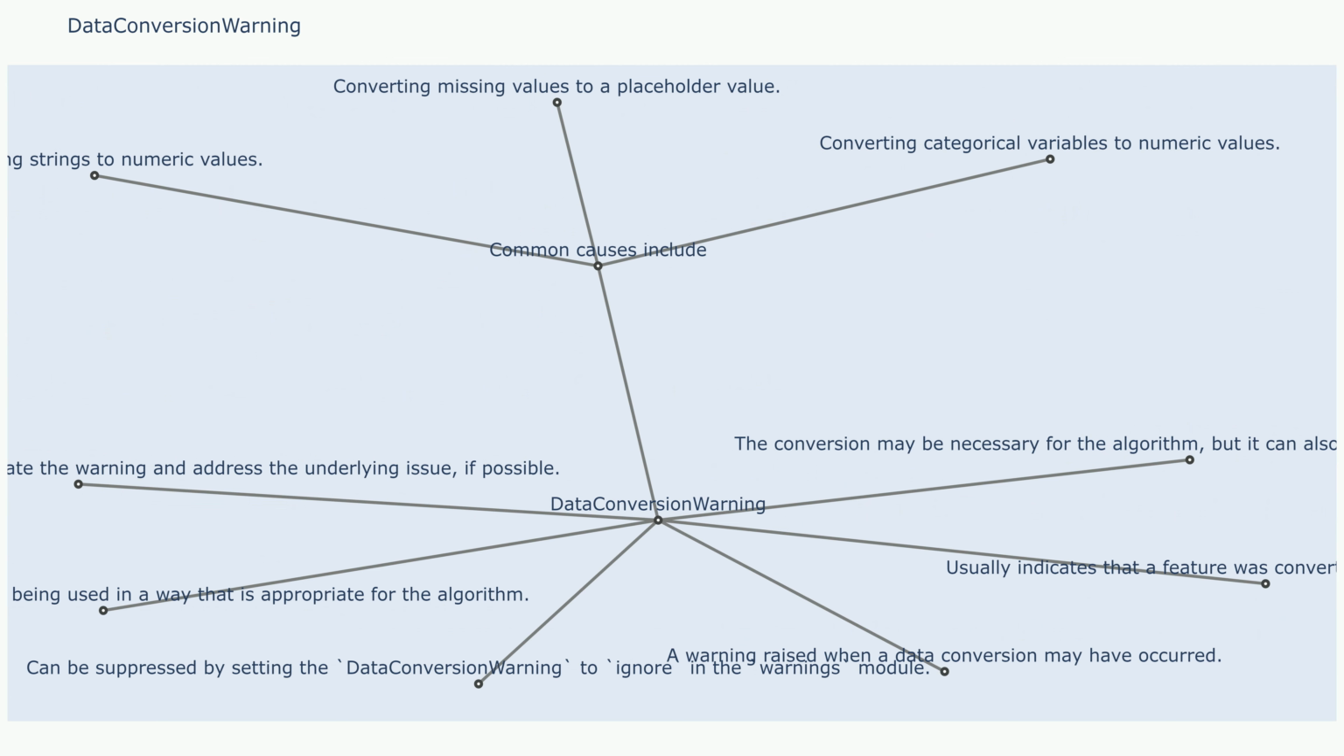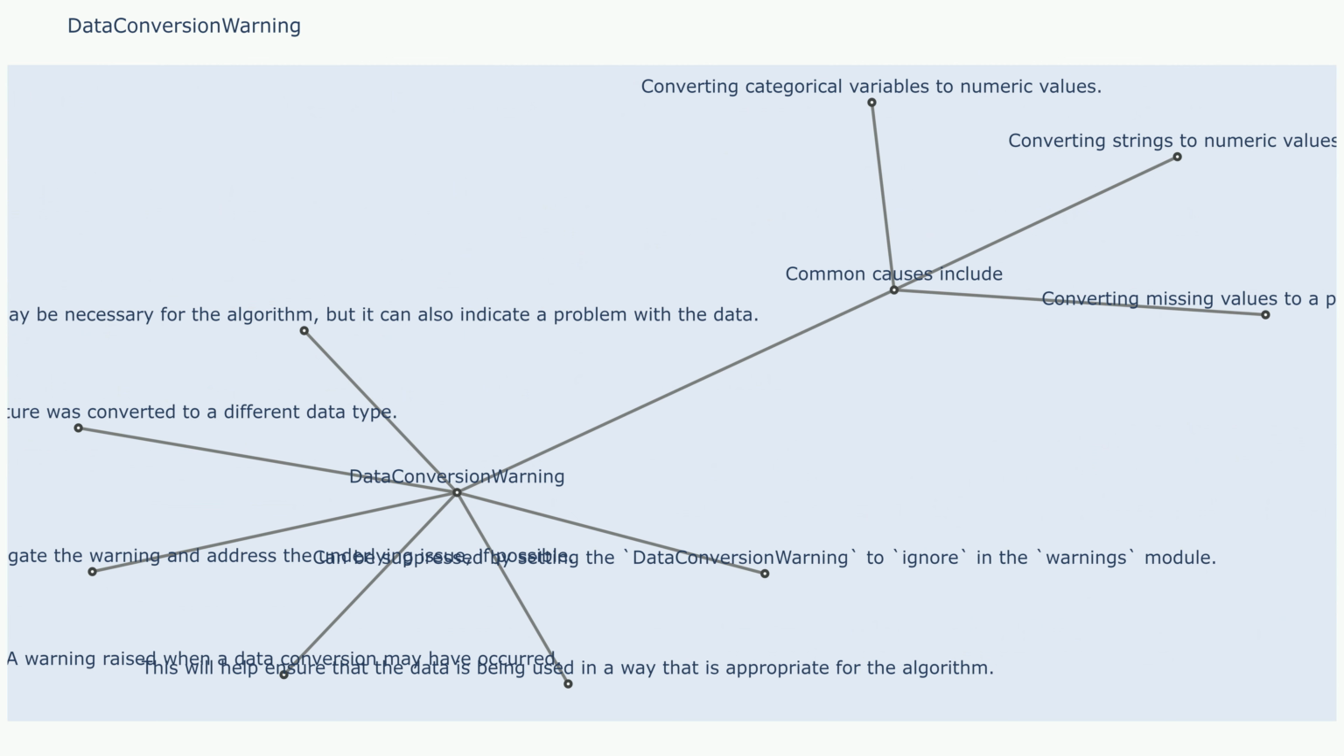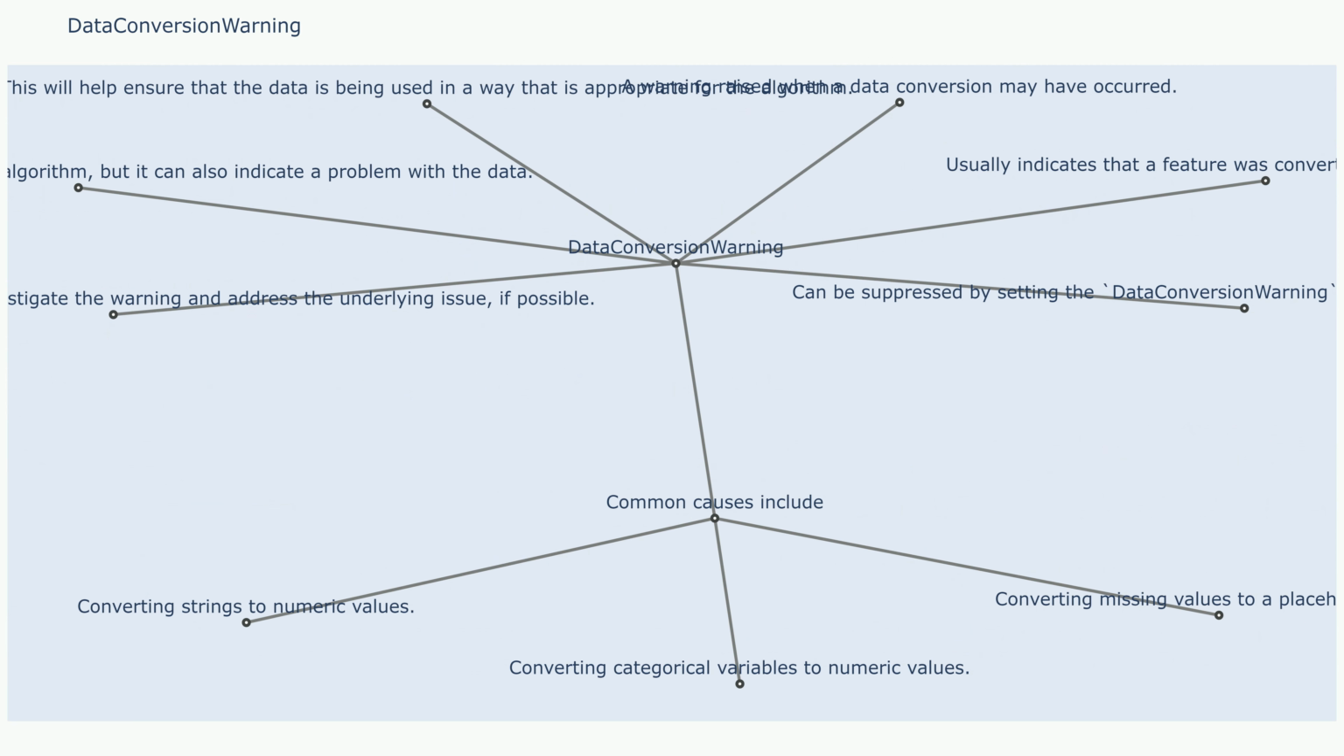Interpreting the warning message. The data conversion warning message provides helpful information about the reason for the warning. Conversion performed: the message will clearly state what type of conversion was performed, for example, converting data to class numpy.float64. Reason: it will also mention the reason for the conversion, such as data with input dtype class str was converted to class numpy.float64. Affected function: the message will specify the function or method that triggered the warning. Location: the code line where the warning occurred is usually included.